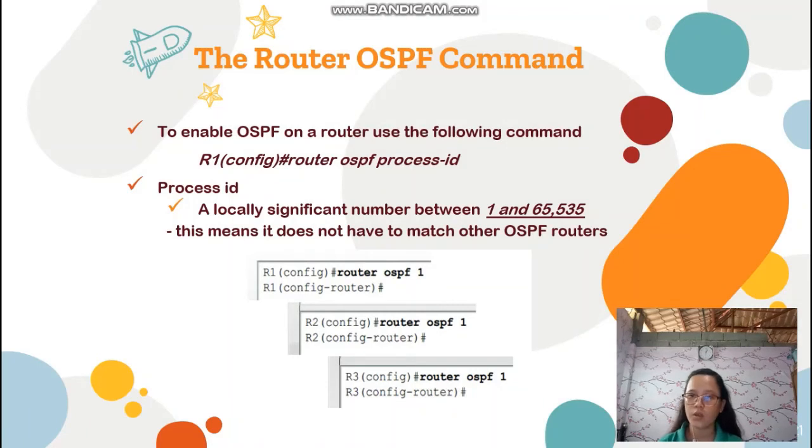The router OSPF command. To enable OSPF on a router, use the following command: router ospf process-ID, in which the process ID is a locally significant number between 1 and 65,535. This means it does not have to match other OSPF routers. So this is an example of the router OSPF command.